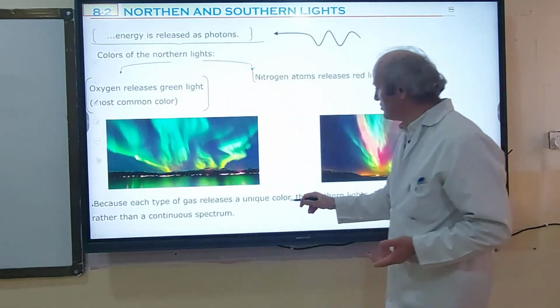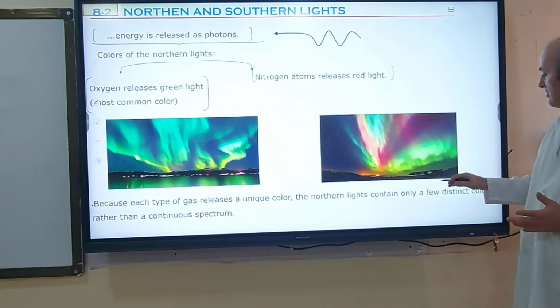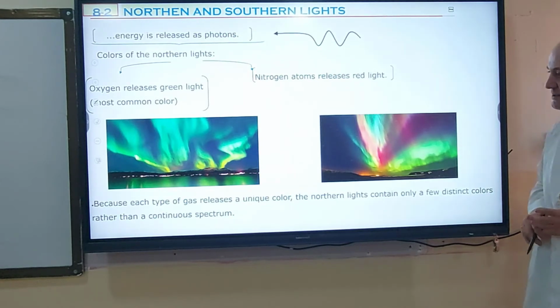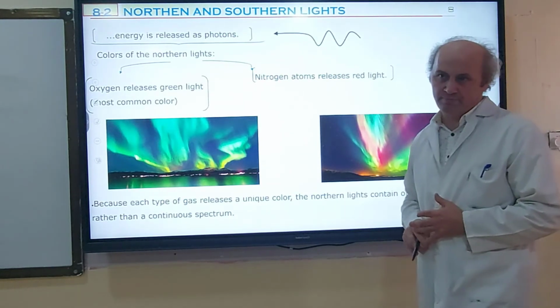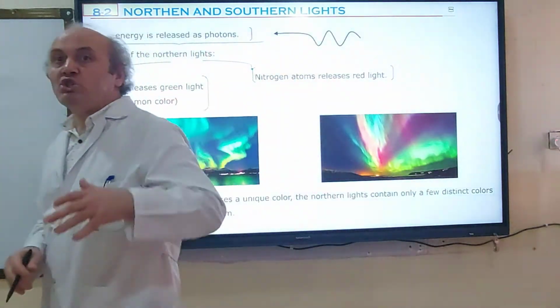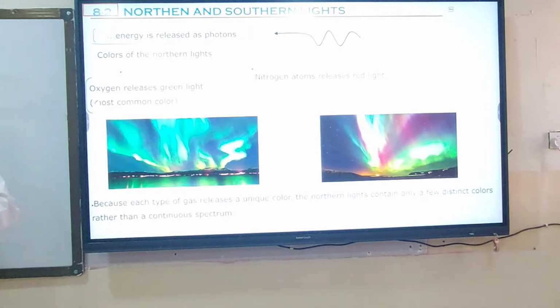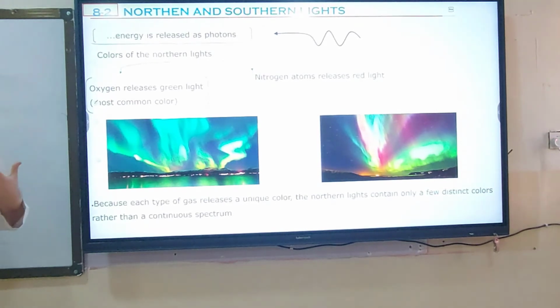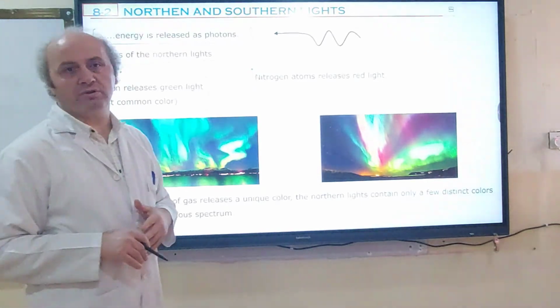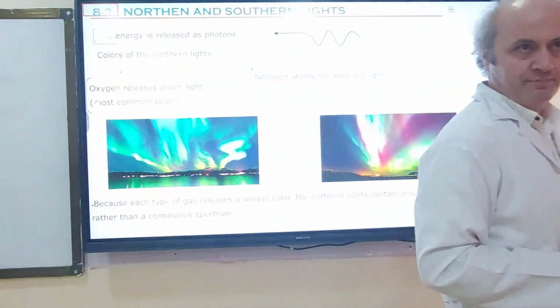Because each type of gas releases a unique color, the northern lights contain only a few distinct colors rather than a continuous spectrum. And these northern and southern lights can be explained by using the Bohr model only, because we need to know about atomic energy levels, how they are. I think this is an initial exam question. So, northern and southern lights and auroras can be explained according to which model of the atom? Bohr's model of the atom can explain this.